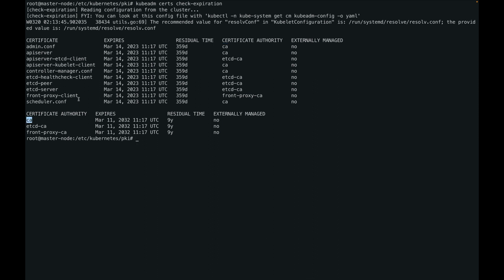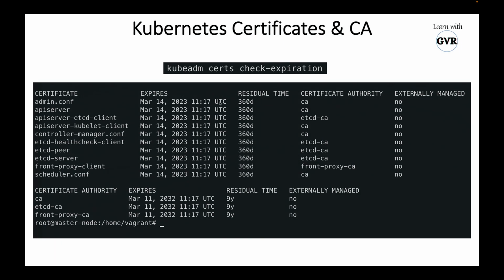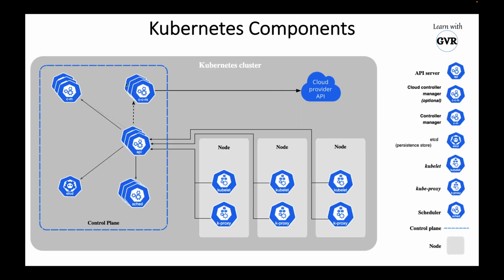So I hope this will give you some idea, right? And its expiration. So usually this will be typically 1 year, and then after the 1 year it will be automatically renewed, right? And there is a renewal command as well. Kubernetes certificate renew, some in the document. Yeah. So this is the Kubernetes component, right?